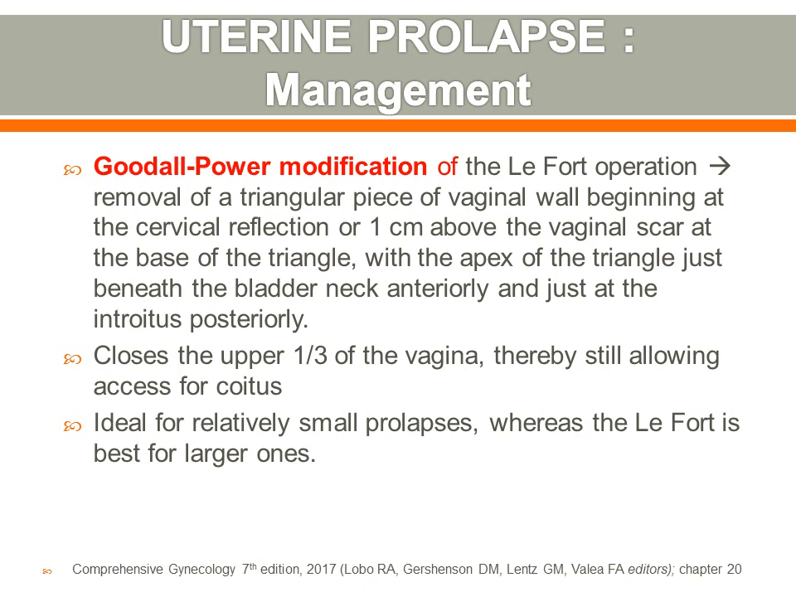Now, for elderly women who still have sexual contact or coitus, we can probably recommend doing a Goodall-Power modification of the Lefort operation, and this involves removal of a triangular piece of vaginal wall beginning at the cervical reflection or 1 centimeter above the vaginal scar at the base of the triangle, with the apex of the triangle just beneath the bladder neck anteriorly and just at the introitus posteriorly. In other words, we close only the upper 1/3 of the vagina, thereby still allowing access for coitus. And this is ideal for relatively small prolapses, whereas the original Lefort procedure or colpocleisis is best for larger prolapses.